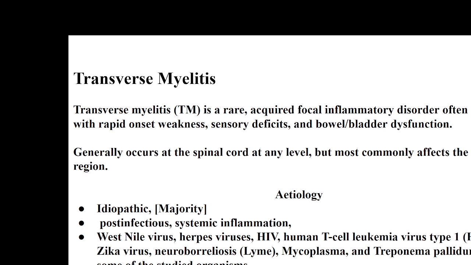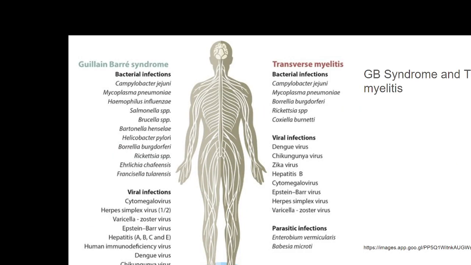Then post-infectious or systemic inflammation is another cause, and the identified infective pathologies which can trigger transverse myelitis are West Nile virus, herpes virus, HIV, and T-cell leukemia virus, Zika virus, or neuroborreliosis or Lyme's disease, mycoplasma, treponema. These are the identified organisms.